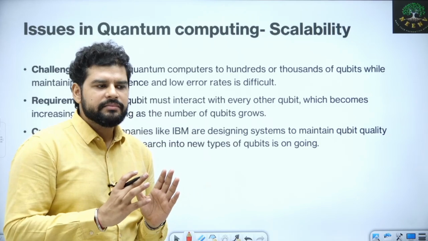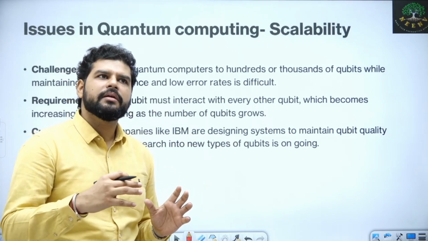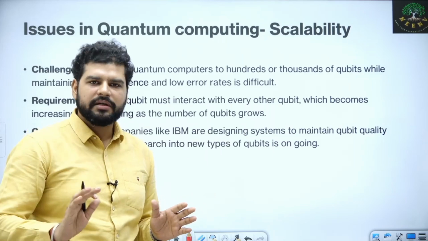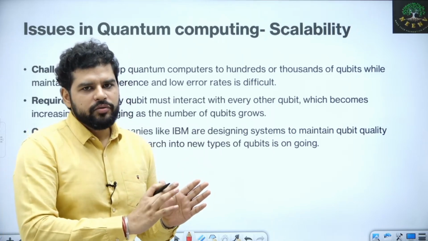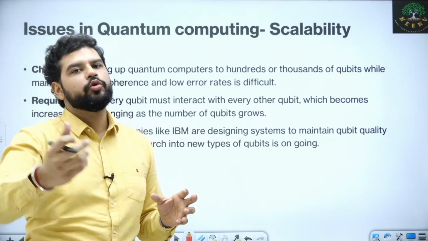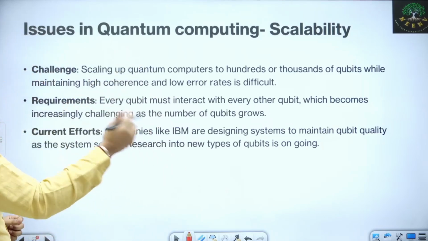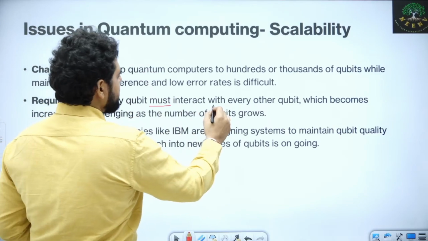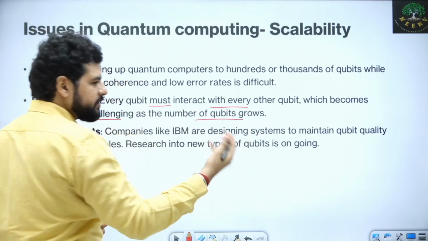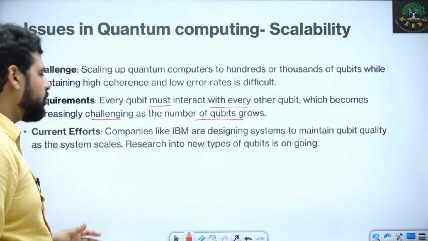They are very sensitive. So in a normal calculation, every qubit interacts with other qubits. So when you try to create a bigger computer, it will be more prone to error. That is why you can't scale it easily like classical computers. So every qubit must interact with every other qubit, which becomes challenging as the number of qubits grows, and since they are very sensitive, a small thing can disrupt the whole system.